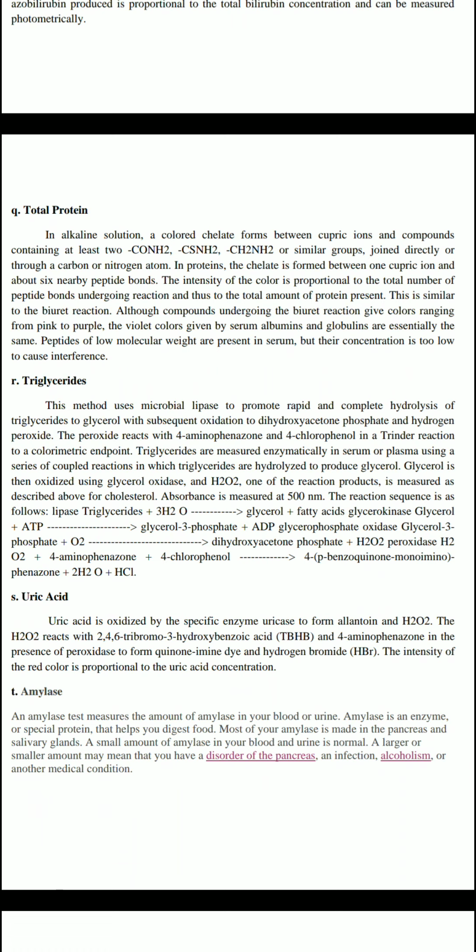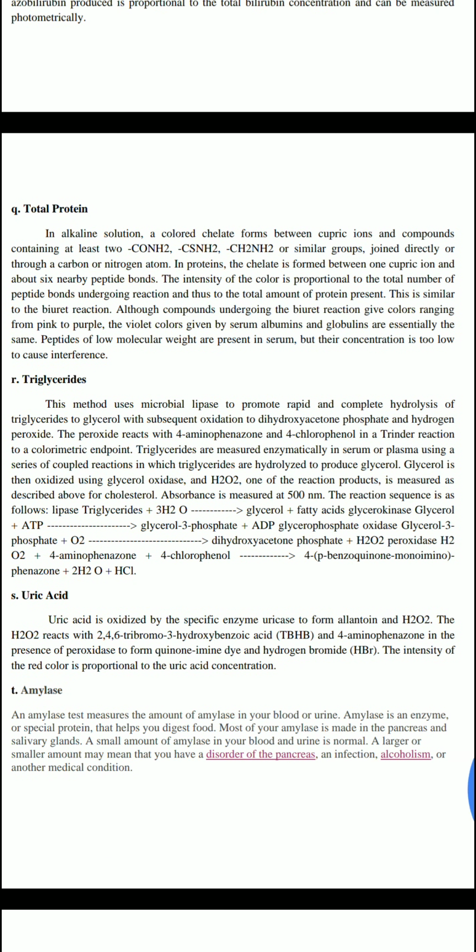Lipase: triglyceride plus 3H2O gives glycerol plus fatty acid. Glycerokinase: glycerol plus ATP gives glycerol 3-phosphate plus ADP. Glycerol phosphate oxidase: glycerol 3-phosphate plus oxygen gives dihydroxyacetone phosphate plus H2O2. Peroxidase: H2O2 plus 4-aminophenazone plus 4-chlorophenol gives 4-p-benzoquinone monoaminophenazone plus 2H2O plus HCl. This is the reaction for the test of triglyceride.